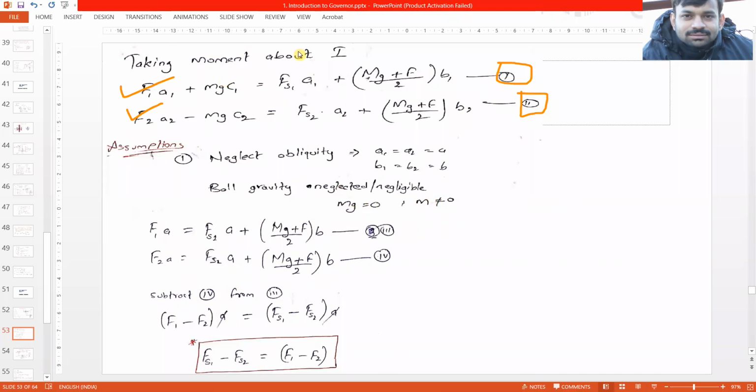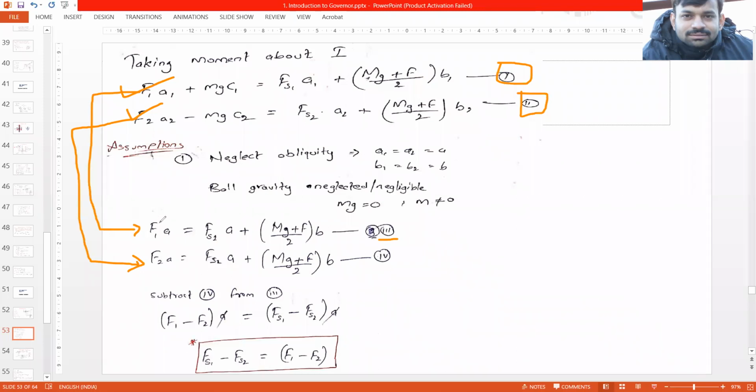So we'll again write these equations. The first equation comes out to be F1 into A is equal to Fs1 into A plus or minus F by 2 multiplied by B. This is equation number 3. And again, the second equation is rewritten as F2 into A is equal to Fs2 into A plus or minus F by 2 into B.